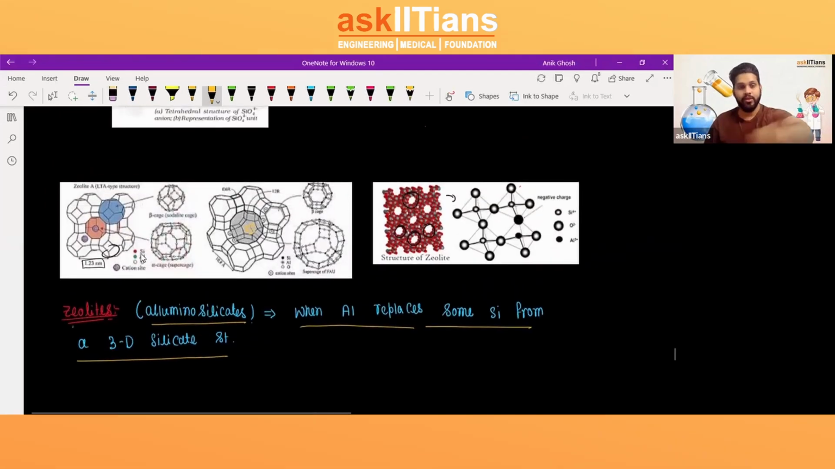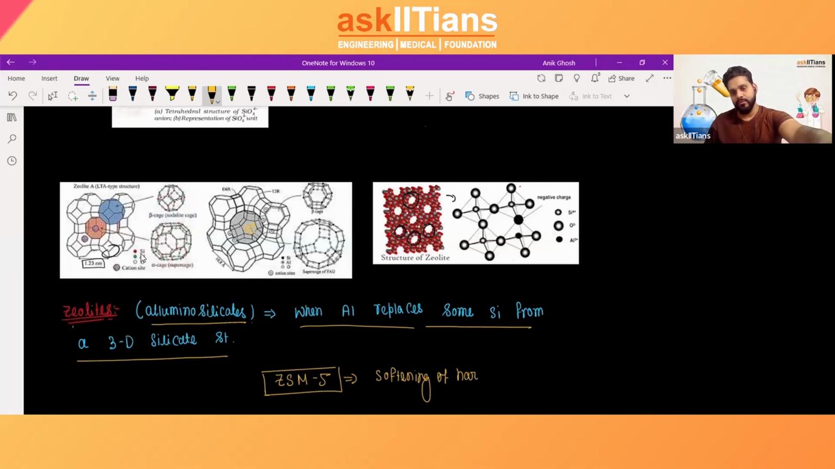As you can see, these are the zeolites. One of the most famous zeolites is ZSM5, which is used in softening of hard water. Whatever I told you, that's all you need to know. There is nothing much to know about these things. Just a little bit of idea about it is more than enough.